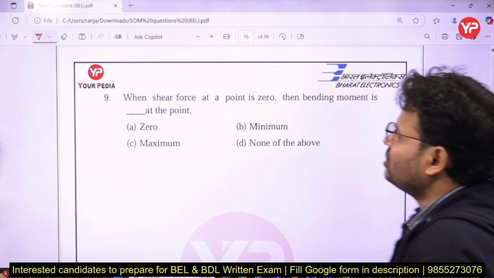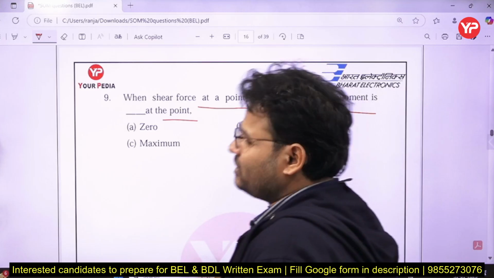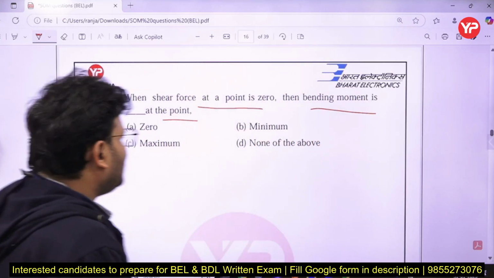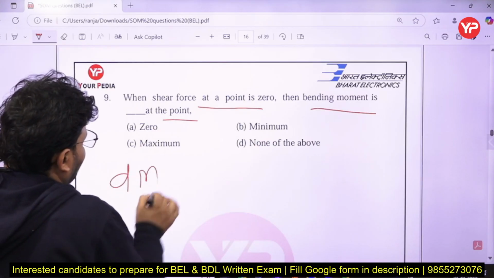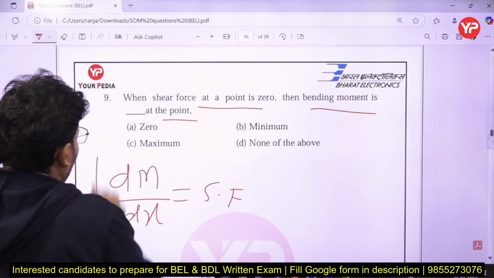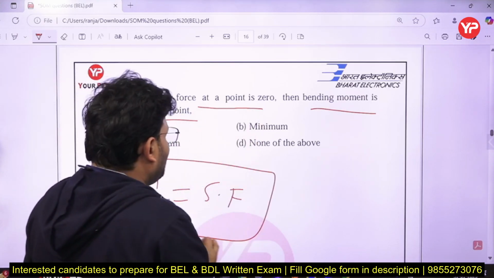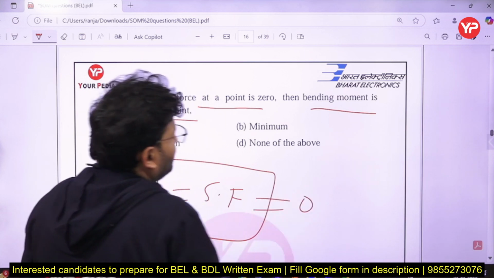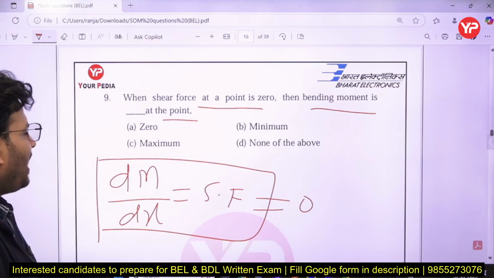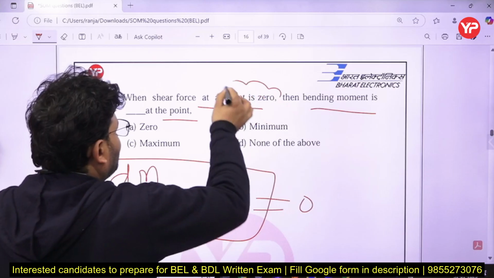Now come to the next question. When shear force at a point is 0, then the bending moment at that point is what? Suppose at any point shear force is 0. You know how you can calculate the shear force: V equals dM upon dx. So in the question, where shear force at a point is 0, the bending moment at that point is 0, minimum, maximum, or what?